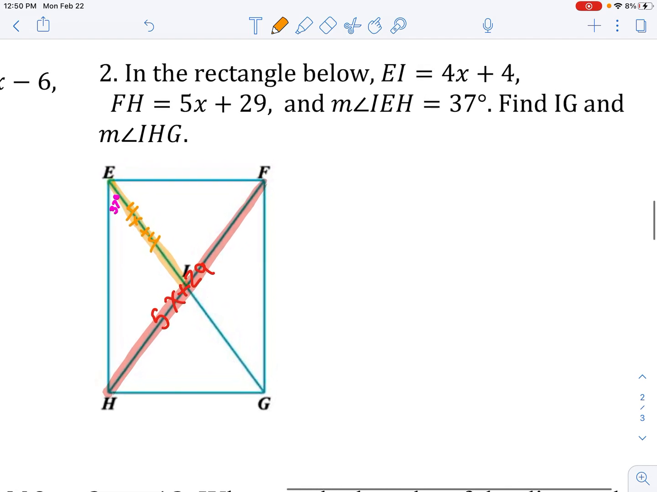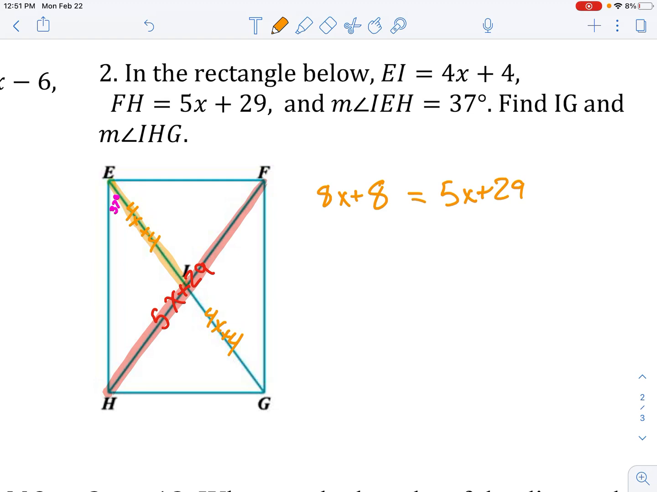Next one, same type of situation here. I've got 4x plus 4 listed for you. That means that this one's also 4x plus 4. It says EI is 4x plus 4, so that would be like the E to the middle right there. So that means the other one is also 4x plus 4. So what we can say then, since we know FH is that entire red line there, I could say that 8x plus 8, if I add those two together, the 4x plus 4 and the 4x plus 4, is going to be equal to that 5x plus 29, because we know diagonals are congruent on a rectangle.